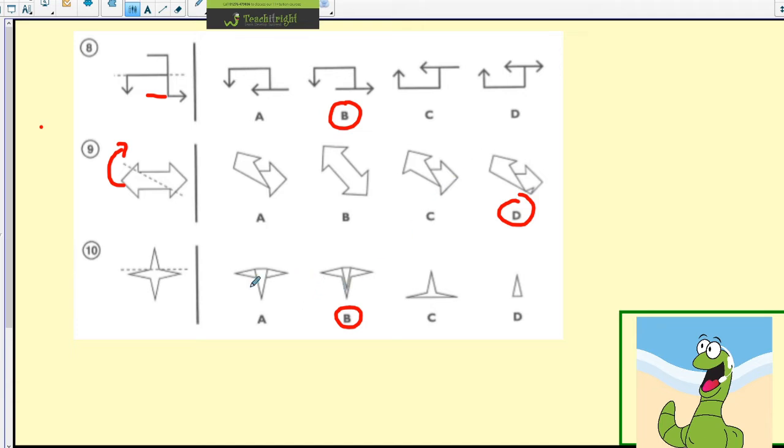And finally, number 10, the top section is folding over the bottom, so we're folding it sort of this way down, which is why we're ending up with this sort of overlap shape here, which is what we see in B.